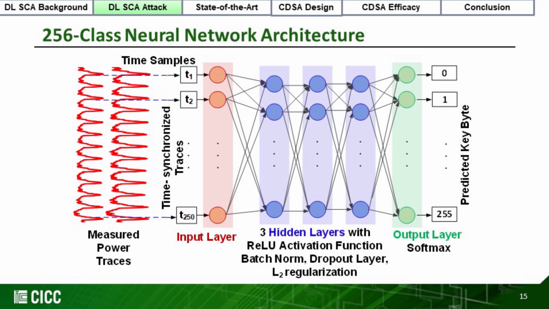Here is the deep neural network architecture with three fully connected hidden layers. The ReLU nonlinear activation function along with dropout and L2 regularization is used to prevent overfitting. The input layer corresponds to the number of time samples in each measured power trace. The output layer has 256 classes, which corresponds to the 256 different possibilities of the first key byte under attack.